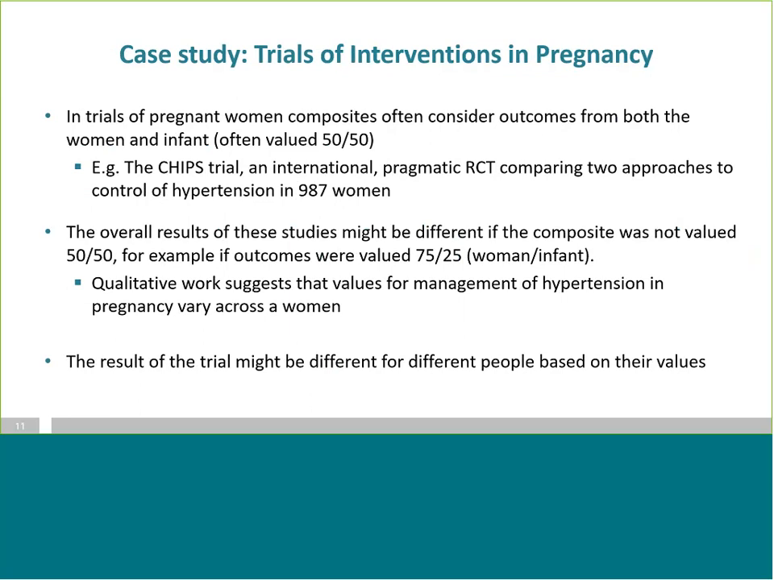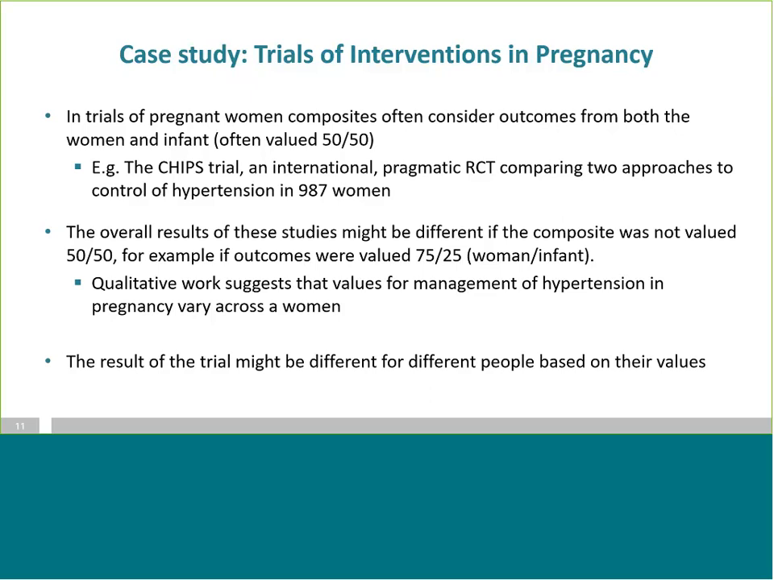partly this is what triggered the work that Joel has been doing with Laura McGee in interventions in pregnancy, where you've got a natural composite where you often have both the woman and the infant have clear outcomes. And so many trials in this space are composites, combining both those outcomes. But even within both those outcomes, there's sub-outcomes which are of importance.